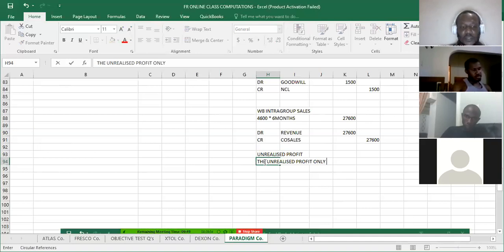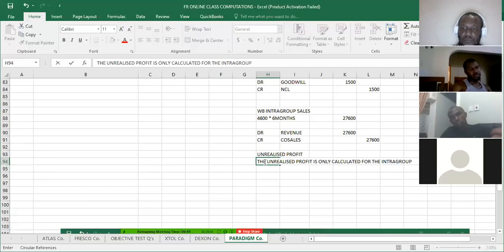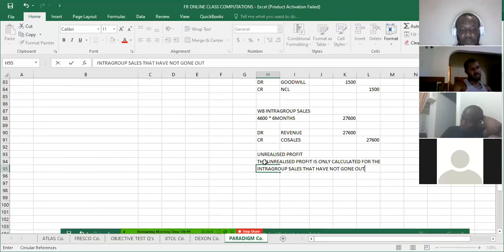So the unrealized profit is only calculated for the intra-group sales that have not gone outside the group at the date of reporting.